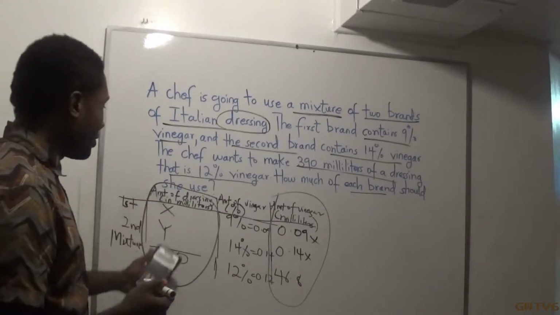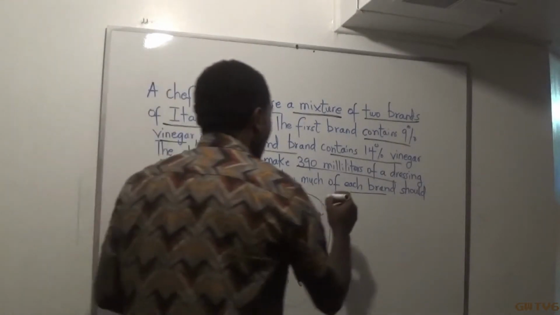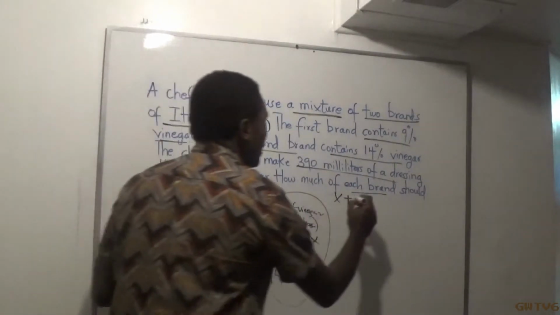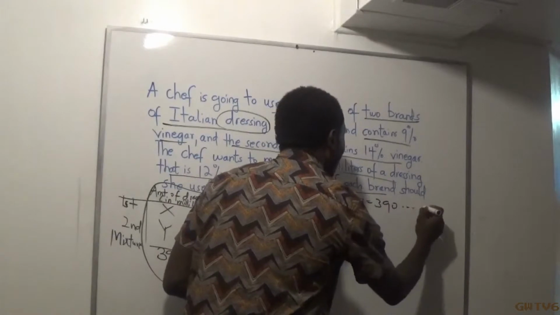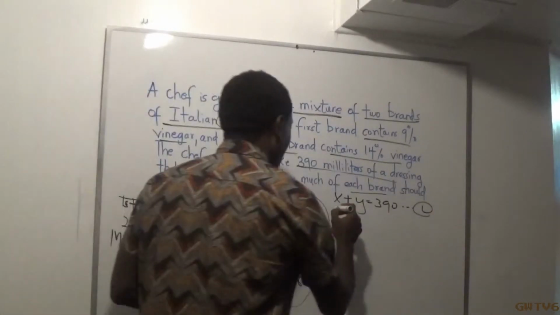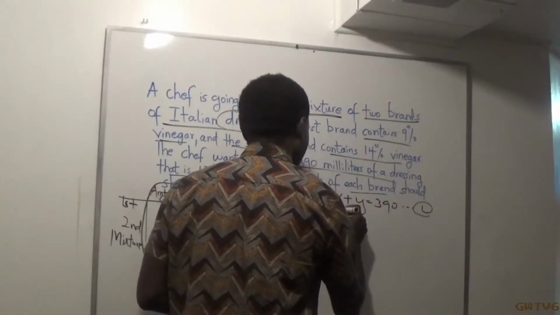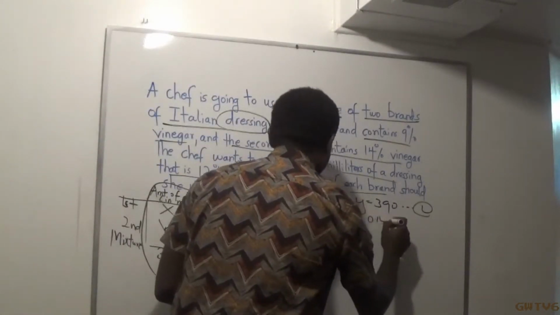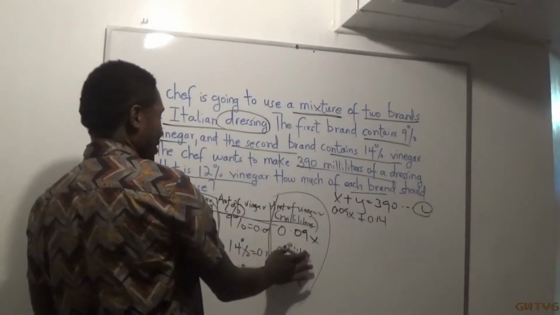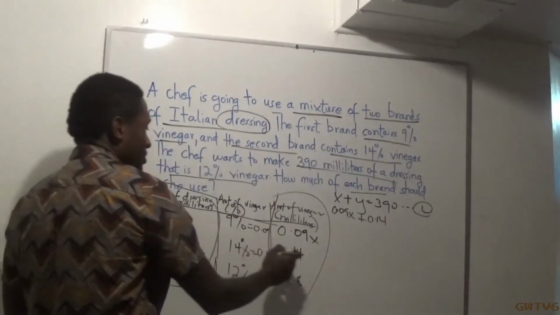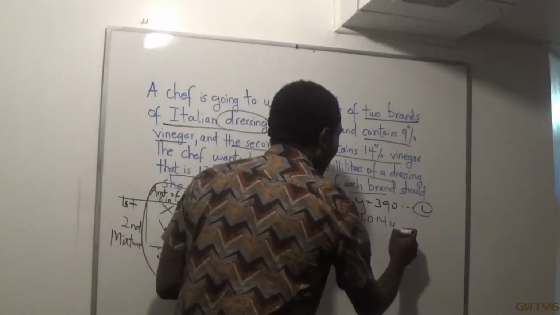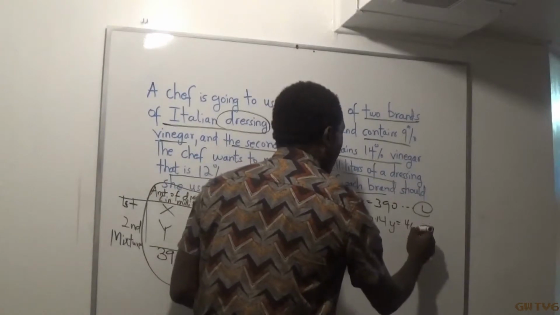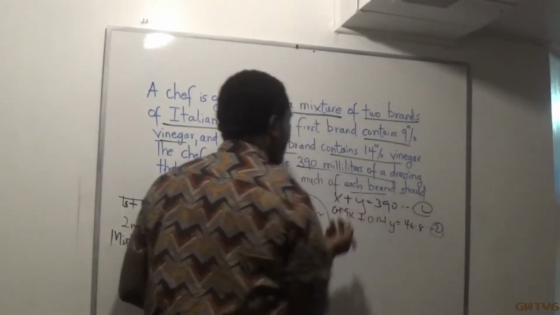So the first equation, I have x plus y, because when you add these two, you get 390, equals 390. Equation number 1. And I got 0.09x plus 0.14y. I mean 14, it should have been y, because this times y should be 0.14y, equals 46.8. And that's my equation number 2.